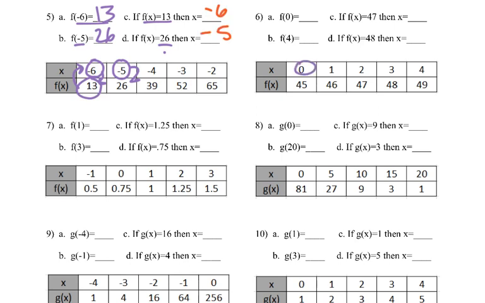Okay, f of 0 right here to 45. F of 4 right here to 49. F of x equals 47 right here, goes back to 2 for x. And 48 goes back to 3 for x.